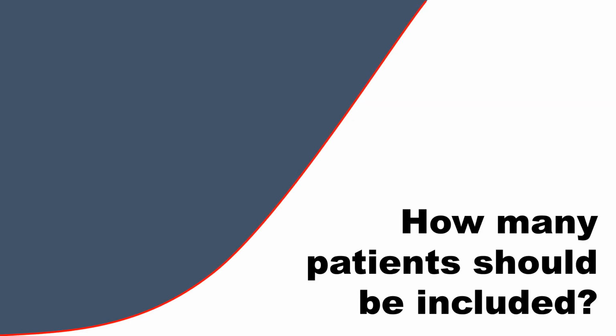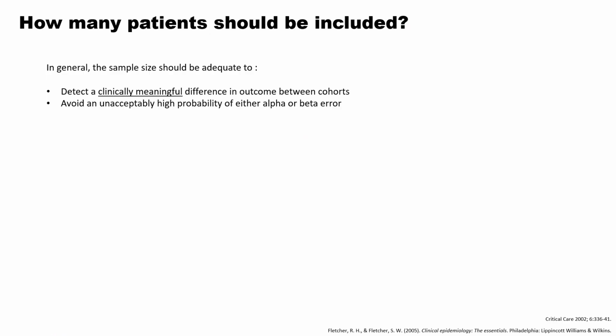So the first design question that we addressed was how many patients should be included in our study? And so in general, when designing a research project, the sample size should be adequate to detect a clinically meaningful difference in outcome between cohorts and avoid an unacceptably high probability of either alpha or beta error.